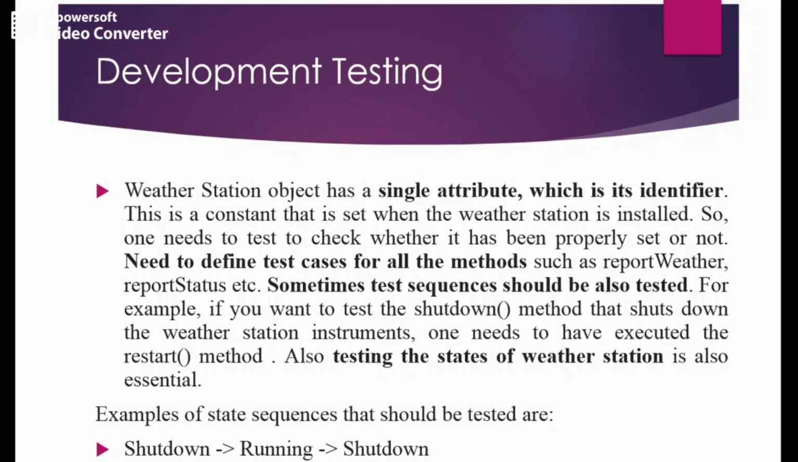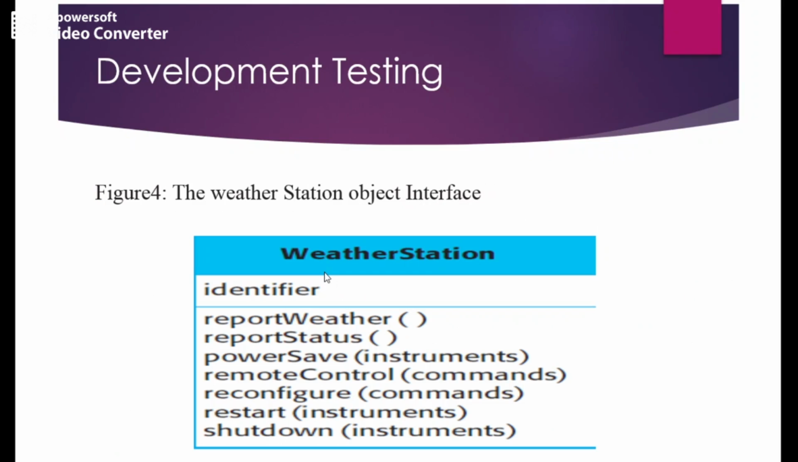So one thing you need to test is whether this identifier value has been set properly or not. And you need to define the test cases for all the methods such as report weather, report status, etc. The main important thing is you have this attribute, and you have to test whether the value of that attribute has been set properly or not. Then you have to test all these methods also, whether they function properly or not, like the report weather method and the report status method.